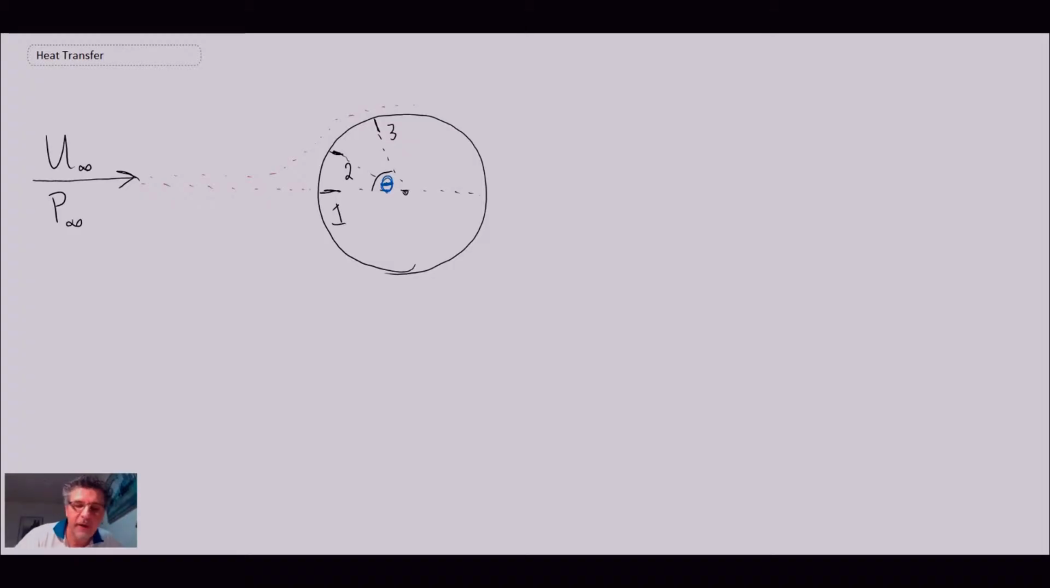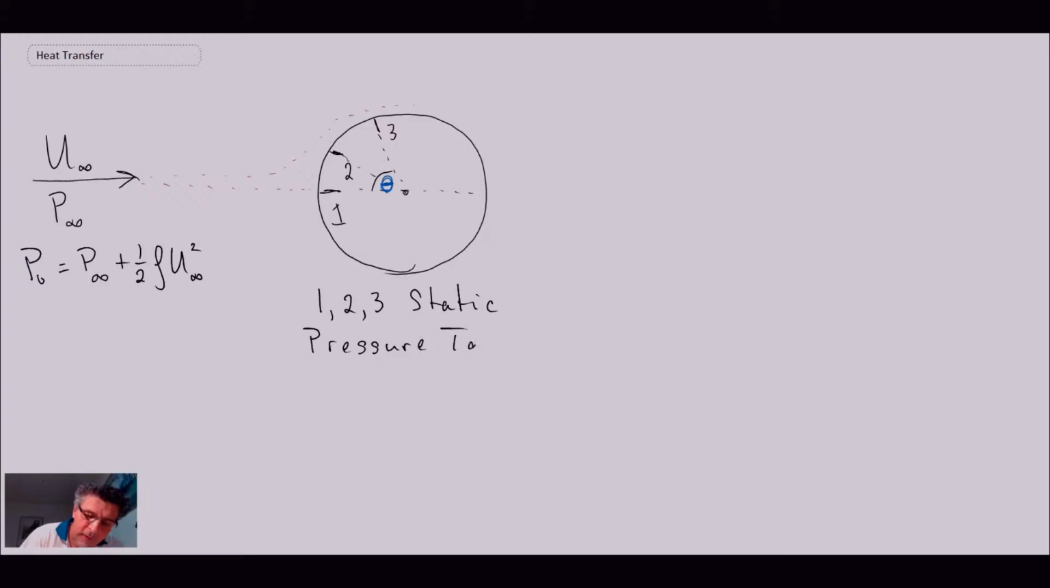Okay, what I've drawn here is the flow over a cylinder up until a certain point. To begin with, we have the free stream out here on the left, and through Bernoulli's equation we know that the total pressure is going to equal the static pressure plus the dynamic pressure, which is 1/2 rho u infinity squared. On the cylinder, I've drawn pressure taps at locations 1, 2, and 3, and these are static pressure taps, so they're measuring the static pressure in the boundary layer coming over the cylinder.